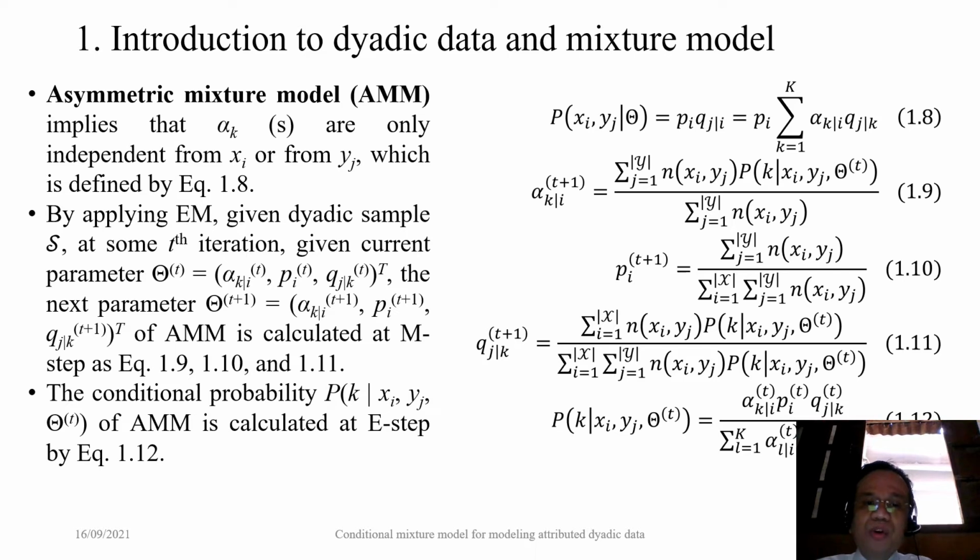A symmetric mixture model, AMM, implies that alpha k are only independent from x_i or from y_j, which is defined by equation 1.8. By applying EM given the sample S at some t iteration given current parameter theta t, the next parameter theta t plus 1 of AMM is calculated at the M step as equations 1.9, 1.10, and 1.11. The conditional probability of AMM is calculated at each step by equation 1.12.